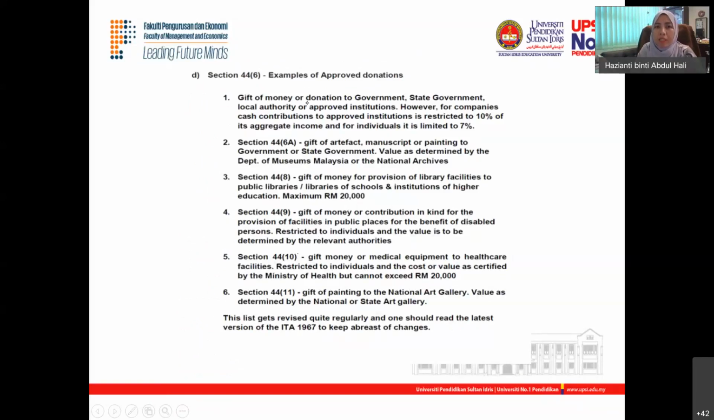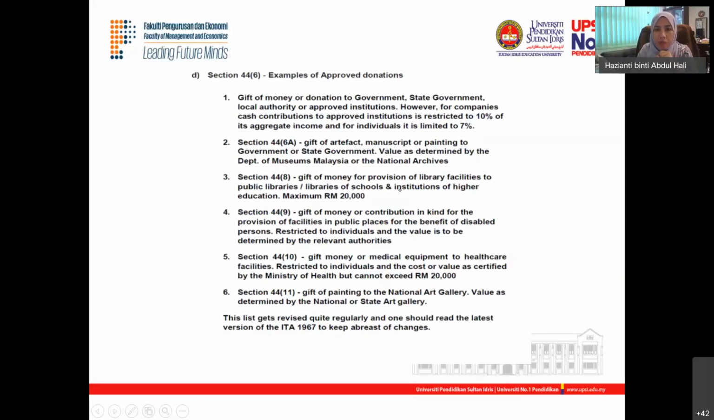First of all, give all money or donation to government or approved institutions. Okay, untuk company restricted to 10% of his aggregate income, individual limited to 7%. Let's say kita dah kira aggregate income banyak, you nak donate semua amount tu tak boleh. Maximum yang boleh tolak is 7% je. Yang lain tu not allowed. Give artifact, manuscript or painting to government, value determined by the Department of Museum of Malaysia or the National Archive.